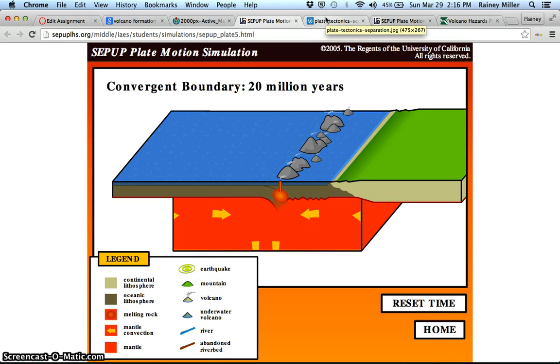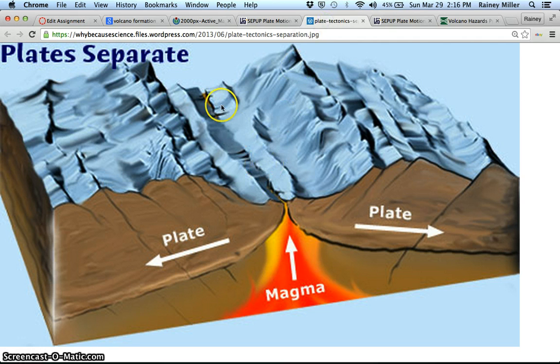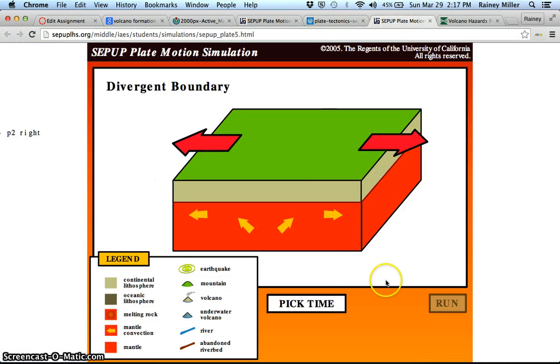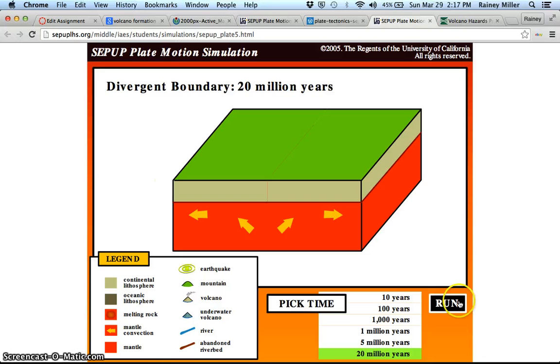Another example of a place where volcanoes can be made is along a divergent boundary. That's whenever it's separating. So the two plates separate, and this magma is actually squeezing up in between, and it hardens, and that pushes the plates apart. So this divergent boundary is shown in your divergent boundary. So I'm going to go ahead, click it to 20 million here, and run.